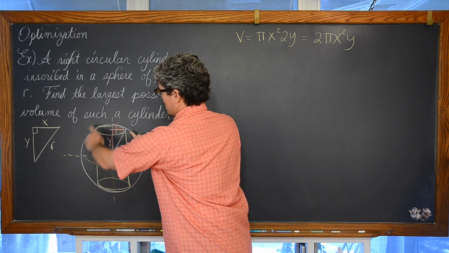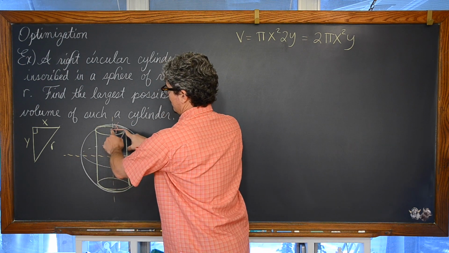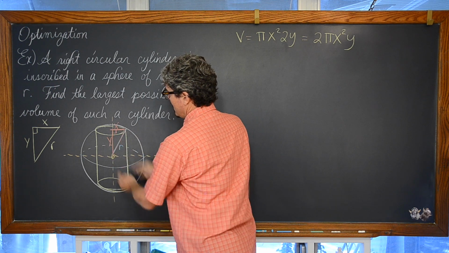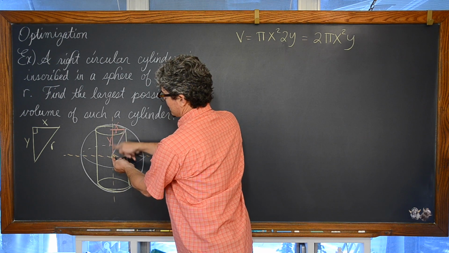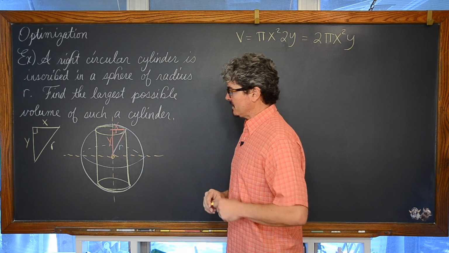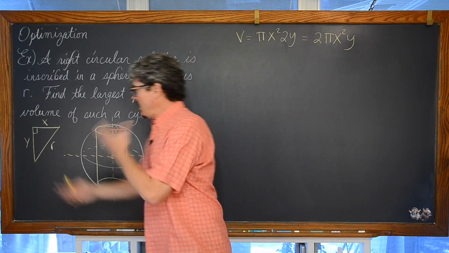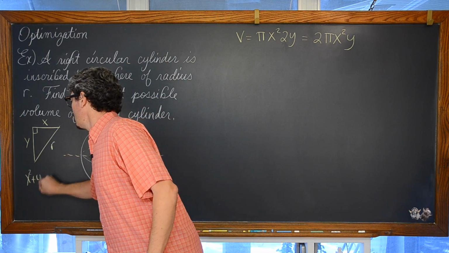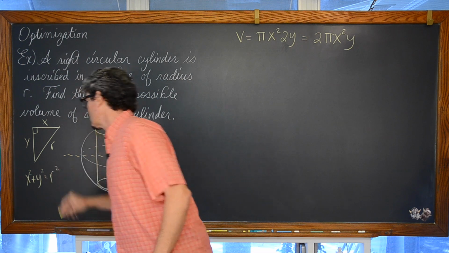Again, as we draw different versions of the cylinder, we have different horizontal distances to get to the edge of the sphere, and that corresponds with different heights of the cylinder. Well, it's a right triangle, so we have x squared plus y squared is equal to r squared.